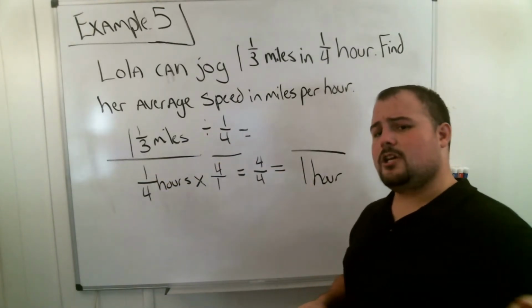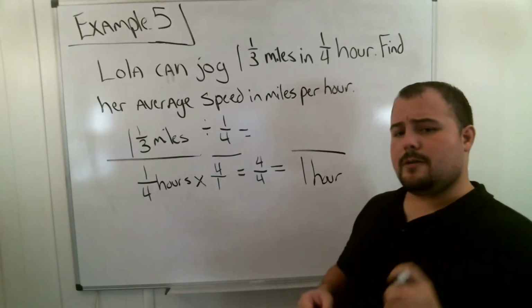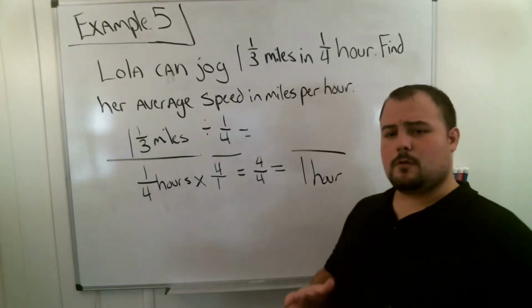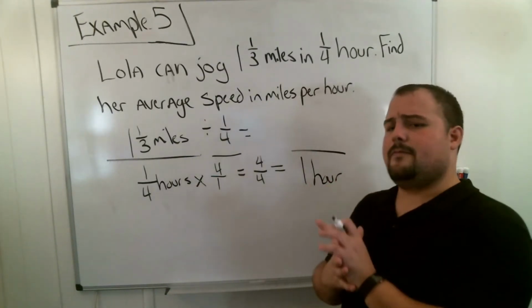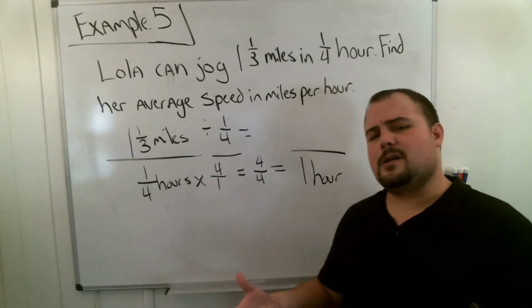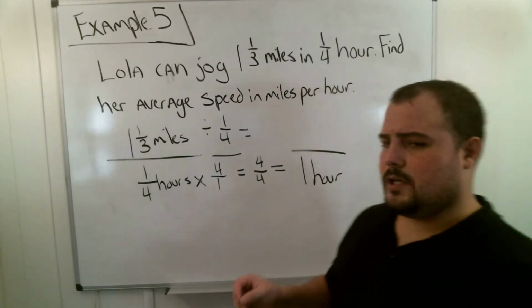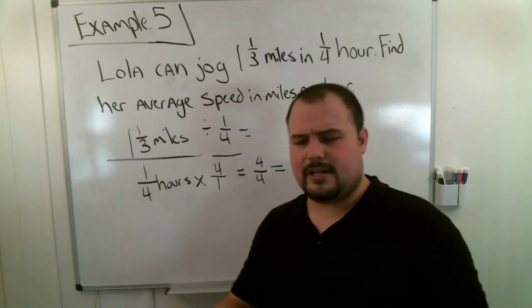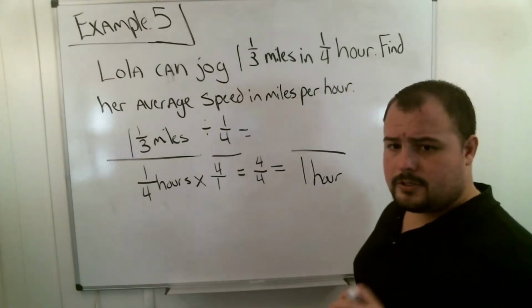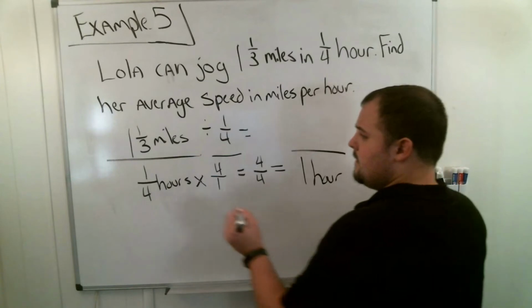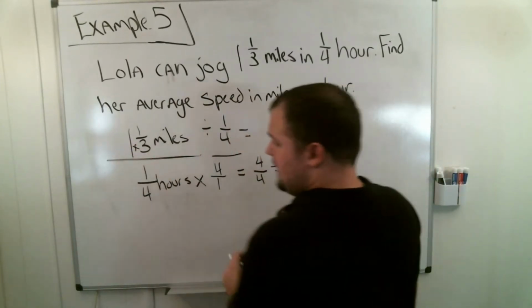We actually have to change our mixed numbers to an improper fraction, because the rule is we have to take a fraction divided by a fraction. We never said anything about a mixed number. So what we have to do is, and this is something that maybe you guys could write down, to change a mixed number to an improper fraction, we're going to multiply by the bottom number.